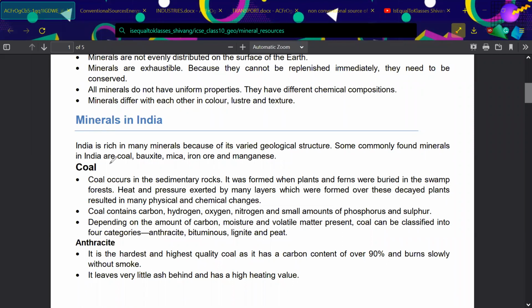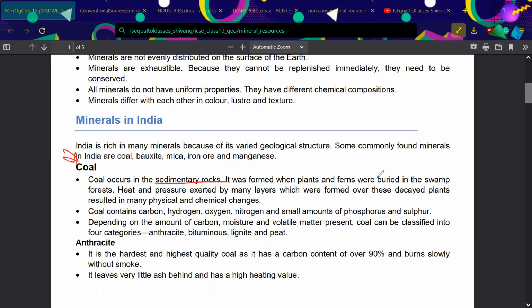Minerals in India. India is rich in many minerals because of its varied geological structure. Some commonly found minerals in India are coal, bauxite, mica, iron ore, and manganese. Let's look at coal. Coal occurs in the sedimentary rocks, therefore coal is classified as a non-metallic mineral.